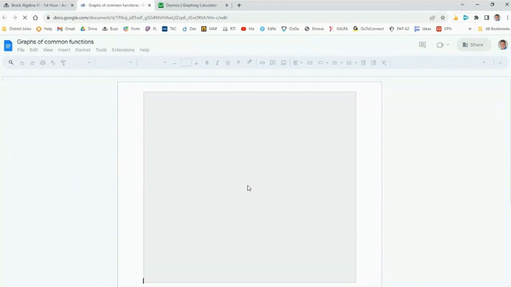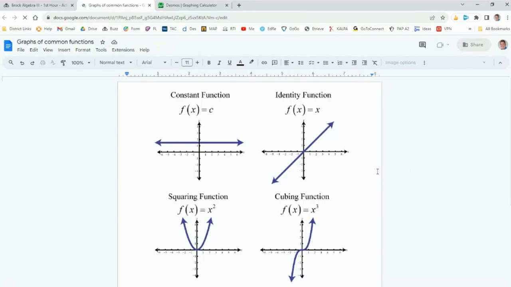So the graph of a constant function, when it loads, it's being very slow loading today. Here it goes. Come on. There it is. Constant function. That's just where it equals a number. f of x equals 2 or y equals 2. In this case, it looks like y equals 1.5. That's just a horizontal line. The identity function is y equals x. It's that diagonal line that inverses reflect over.